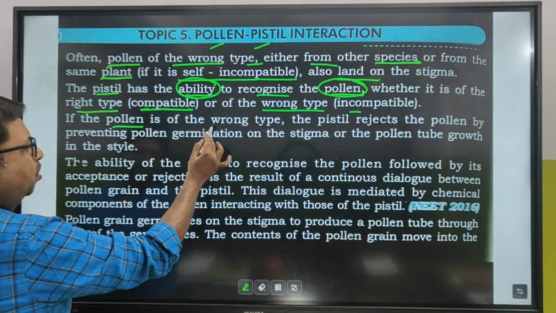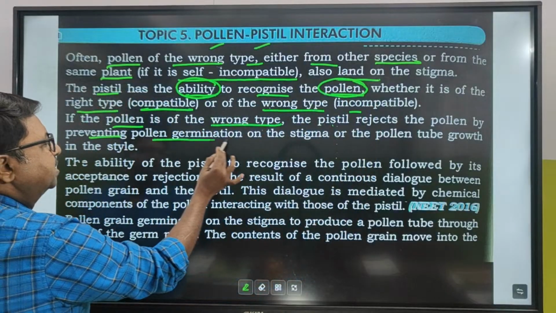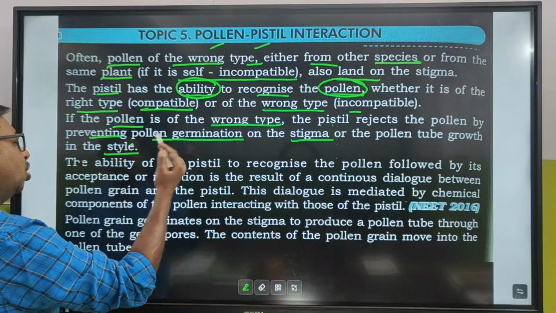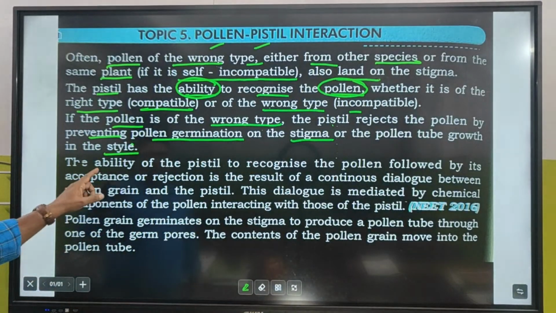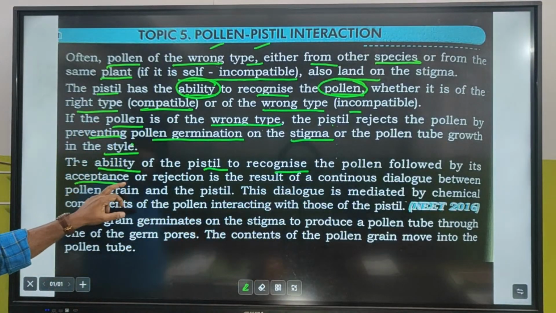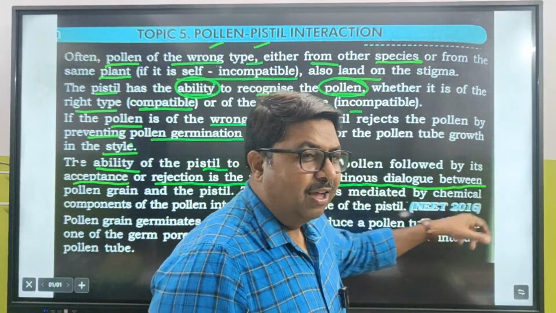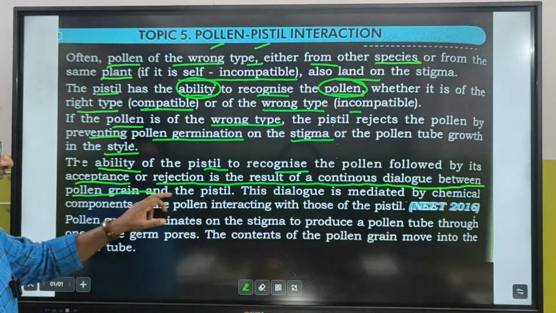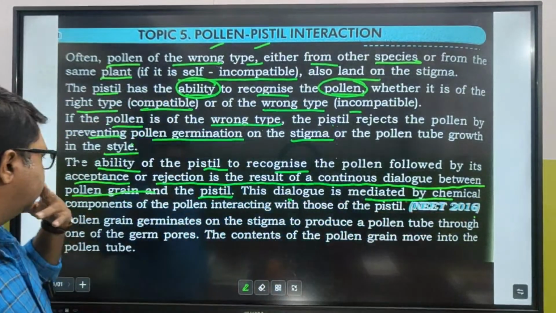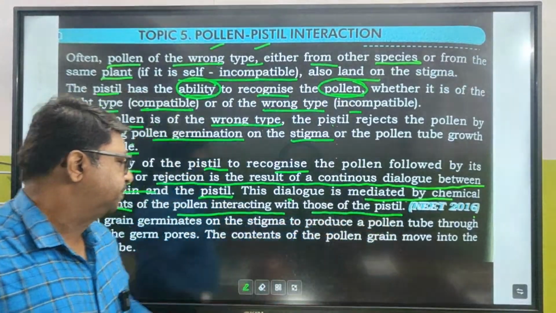If the pollen is of the wrong type, the pistil rejects the pollen by preventing pollen germination on the stigma or pollen tube growth in the style. It will not allow growth. The ability of the pistil to recognize the pollen, followed by its acceptance or rejection, is the result of a continuous dialogue between pollen grain and the pistil. This dialogue is mediated by chemical components of the pollen interacting with those of the pistil.